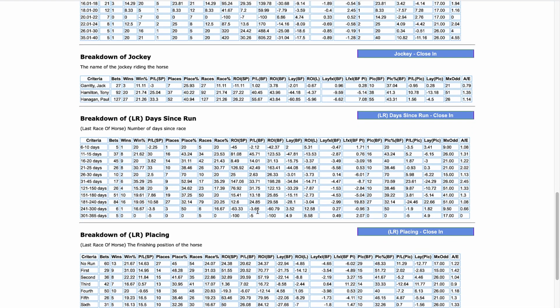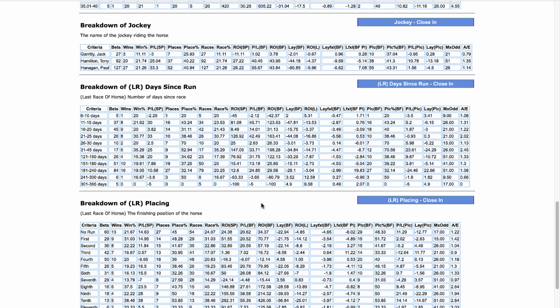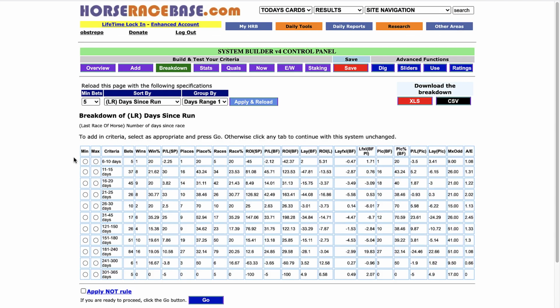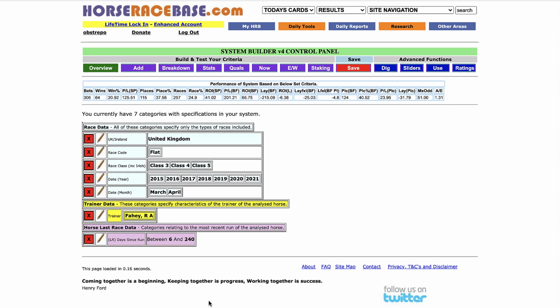Now the only other one that you could take out here is any runners more than 240 days. Again, I don't particularly like backing horses that haven't been on the racetrack for such a long period of time. Putting the limit on 240 days there could be worthwhile. And just those that have finished 12th and above have made an 8-point loss, but again, there's only 8 selections there, so it's not significant. So I'm going to have a look at this last run of days. I'm going to specify between 6 and 240.